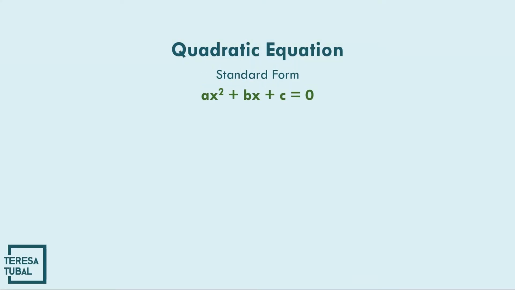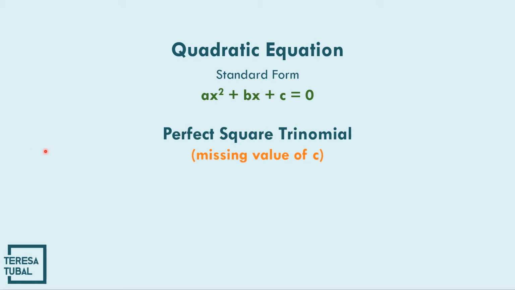What is a quadratic equation? It is written in the standard form ax squared plus bx plus c equals 0, where the value of a should not be equal to 0. How do we make an equation a perfect square trinomial if the value of c is missing? If the given is ax squared plus or minus bx plus a blank.